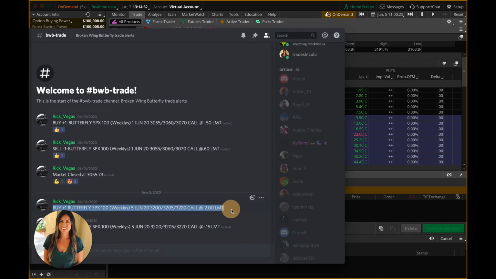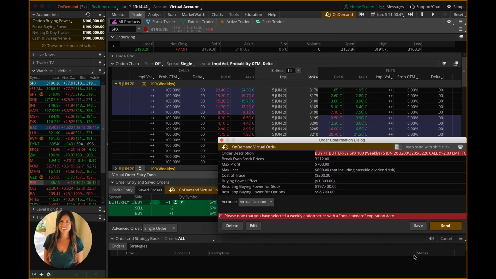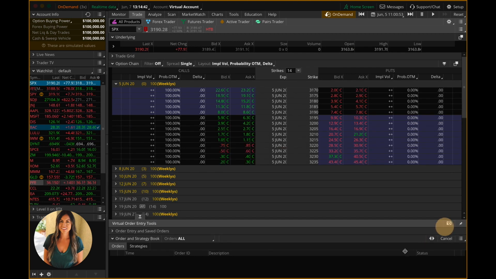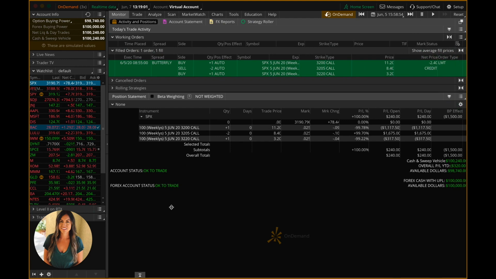I'm going to highlight, right click, copy, paste the trade. We're looking to enter for $2. Hit send. I might fast forward the video here until this order fills so that I can show you what it filled at and then what it looks like when it expires worthless. So I filled another butterfly, and this one filled for $2.40.